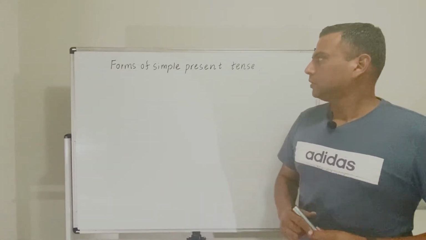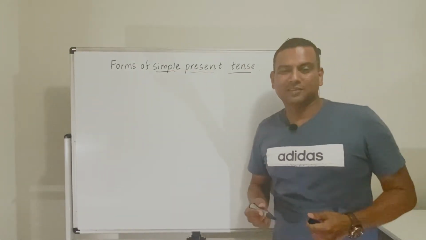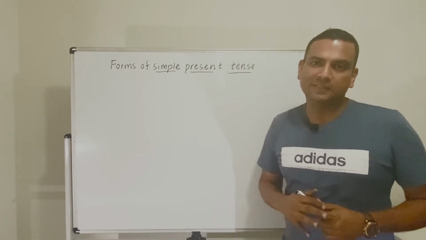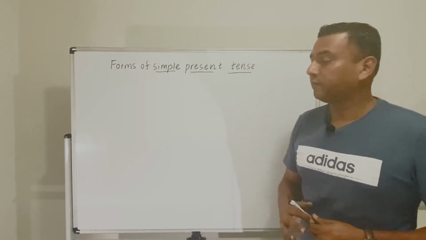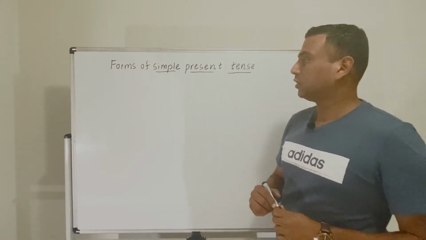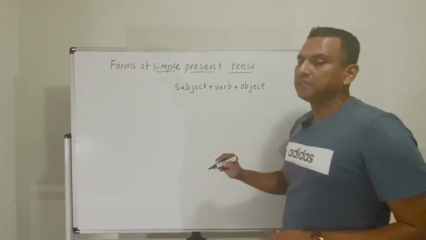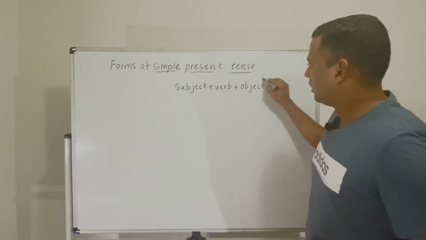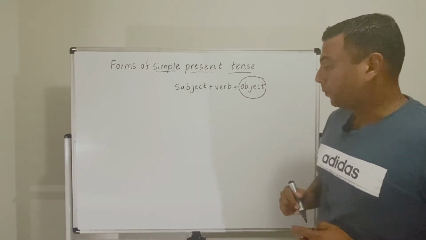Now, when we talk about the simple present tense, I hope that most of you must have watched my previous videos where I have discussed the simple present tense in a detailed manner. But for the benefit of those who have not watched those videos, I would like to put up a simple structure of a simple present tense sentence. Basically, subject and verb are essential, it's a must have, but object is not compulsory, it could be optional.